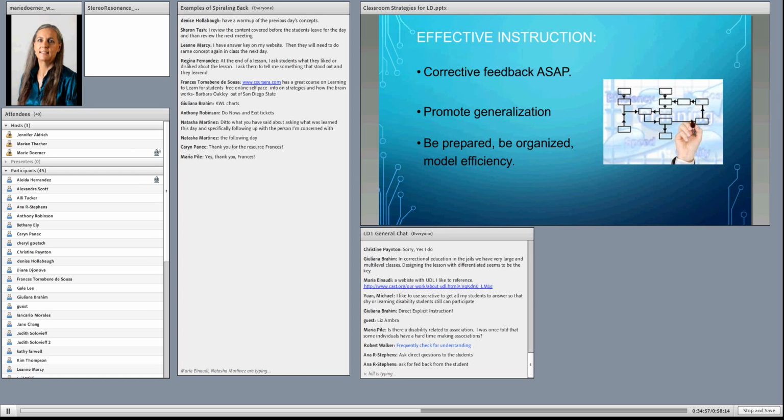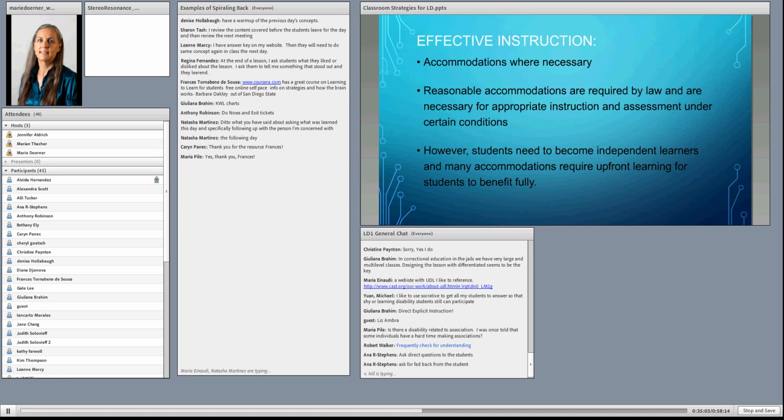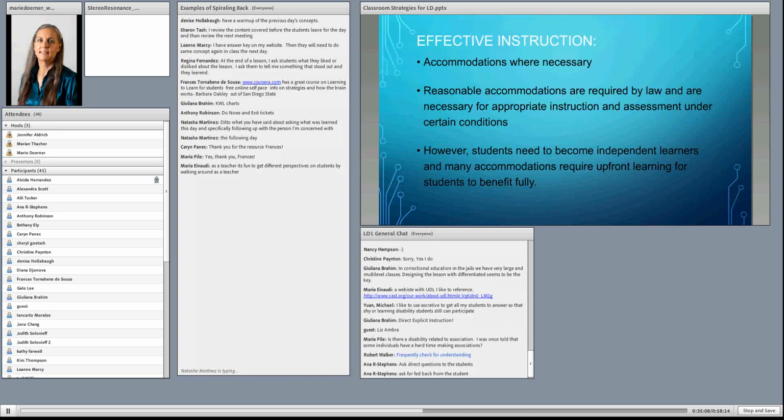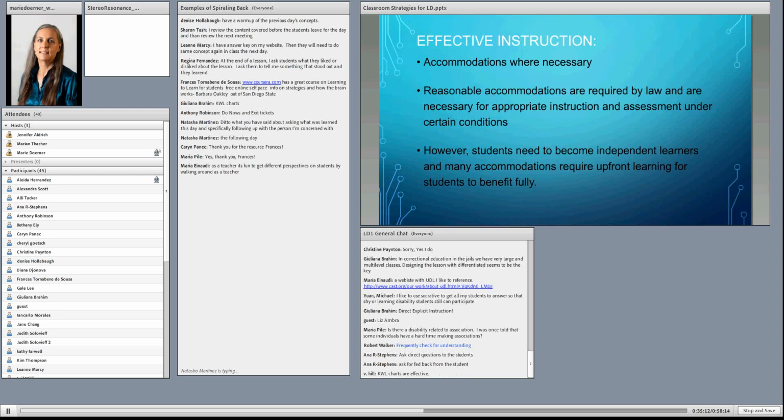Be prepared, be organized, model efficiency. However you want the students to be, you need to be as the teacher. This is the last slide of the effective instruction.